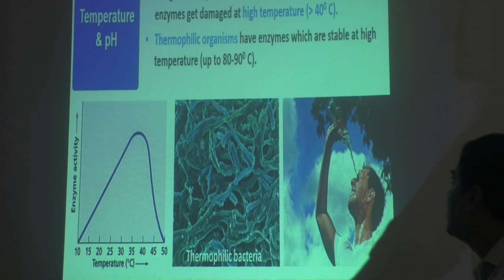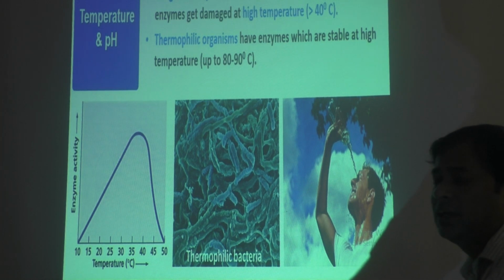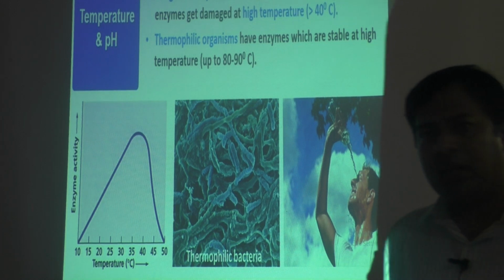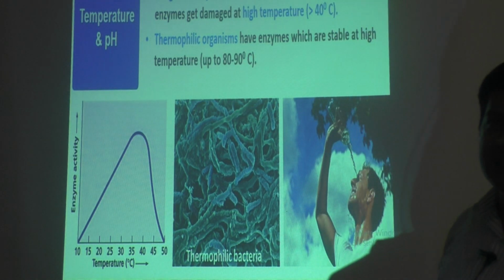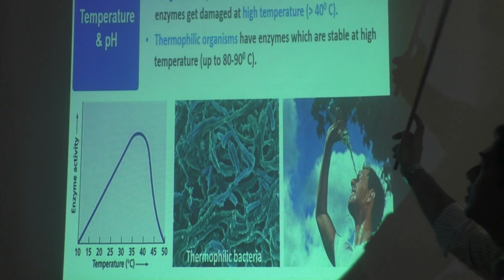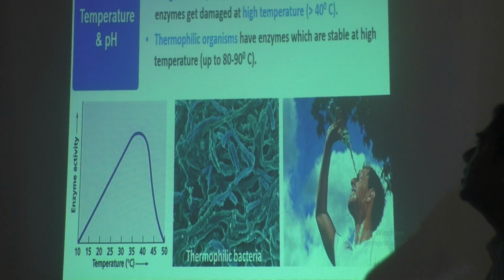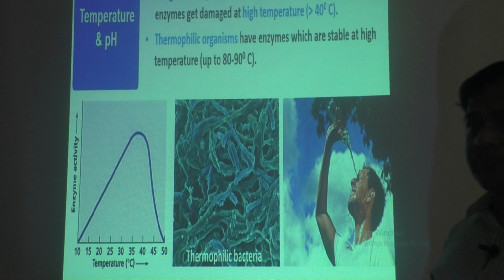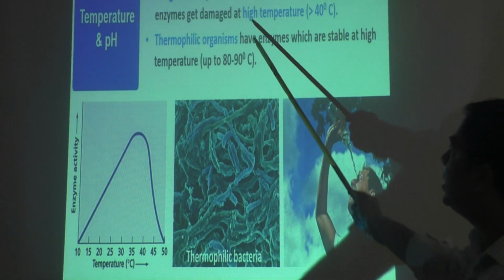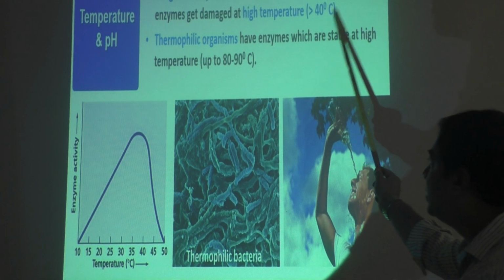Inorganic catalysts work at high temperature and pressure. Inorganic catalysts like platinum, palladium, magnesium act as catalysts in chemistry. They can work at high temperature and pressure, but enzymes get damaged at high temperature. For what temperature will they be damaged? More than 40 degrees Celsius. Enzymes will be damaged at high temperature, at more than 40 degrees.